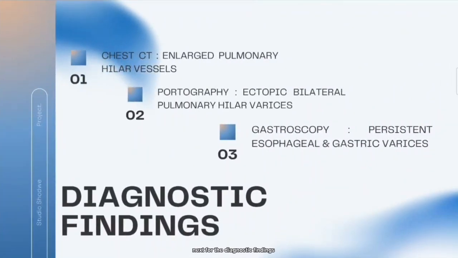Next, for the diagnostic findings, chest CT revealed enlarged vessels in the pulmonary hilum. Portography confirmed ectopic systemic collaterals in both pulmonary hila. Gastroscopy showed persistent esophageal and gastric varices.